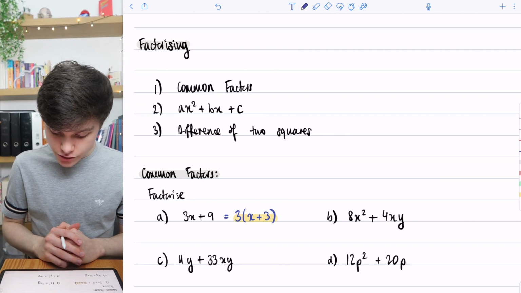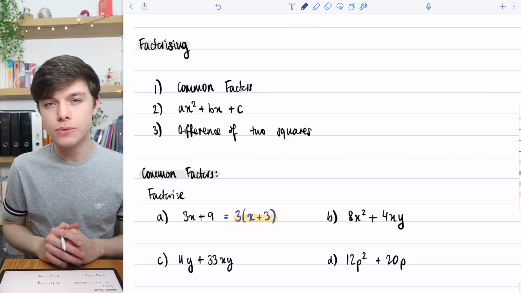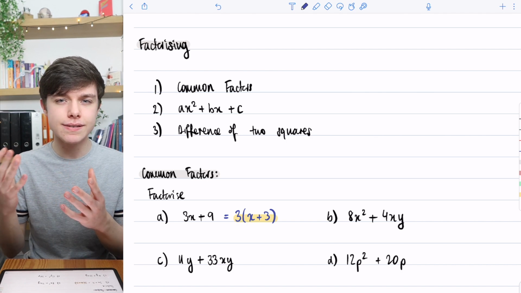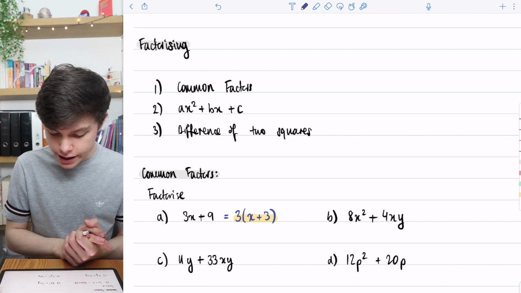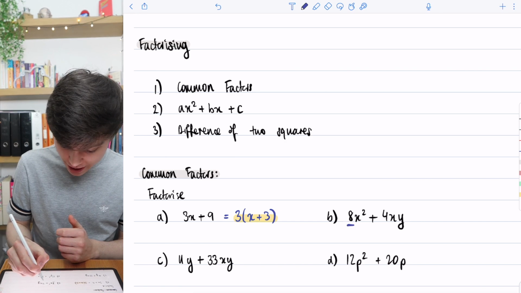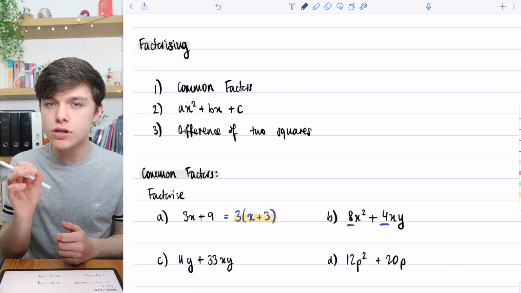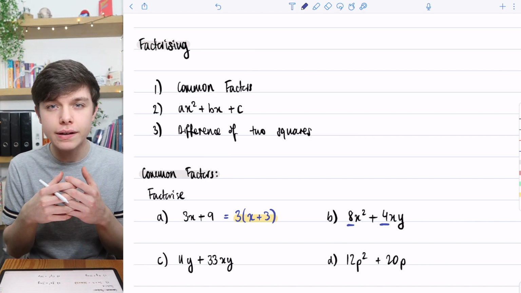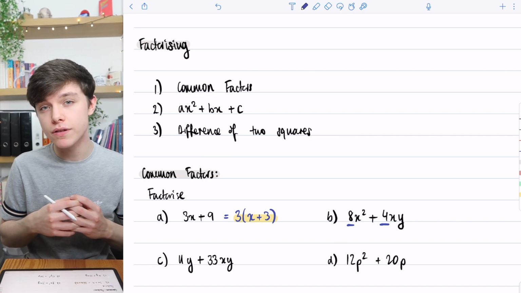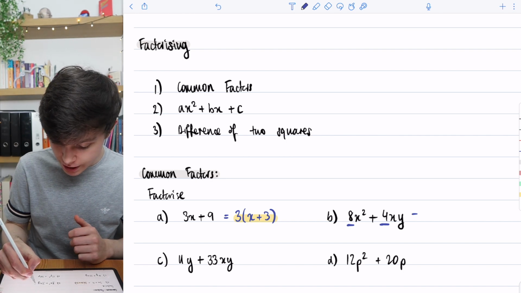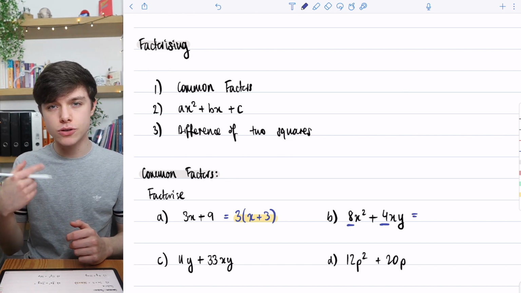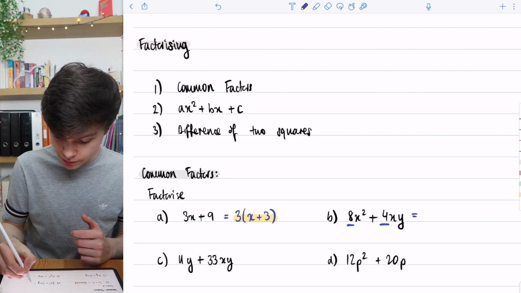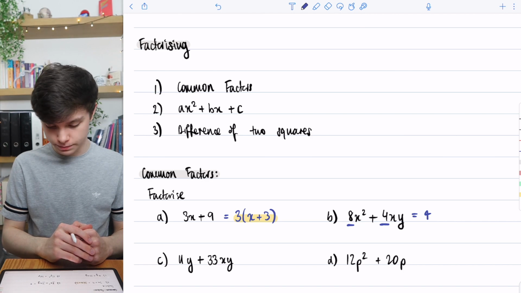For B, we don't just need to factorise out a number. We need to factorise out a number and a letter. So we actually need to take out a term. And the highest common factor of 8 and 4, highest common factor you should have seen at GCSE. We want to divide both of those by the biggest number that we can divide by. And we can divide both of those by 4. Now I could divide them by 2 and then take out another 2, but taking out the highest common factor is the best way to do it. So we'll take out a factor of 4.